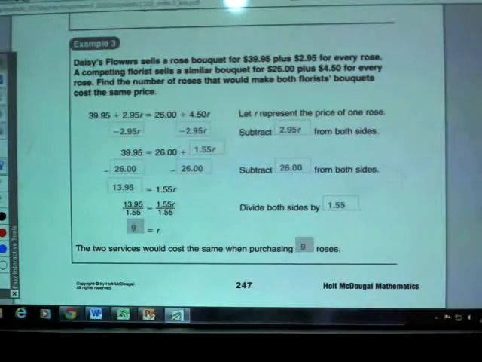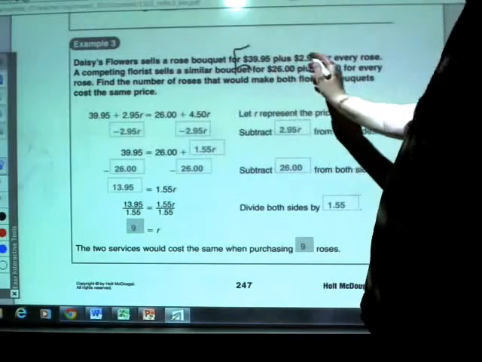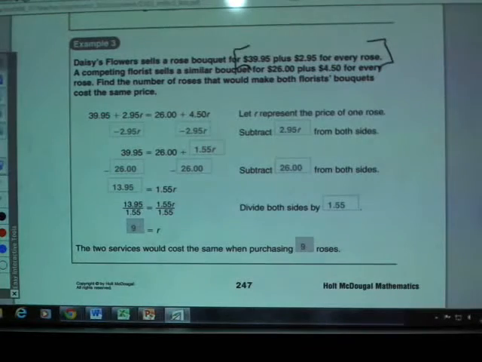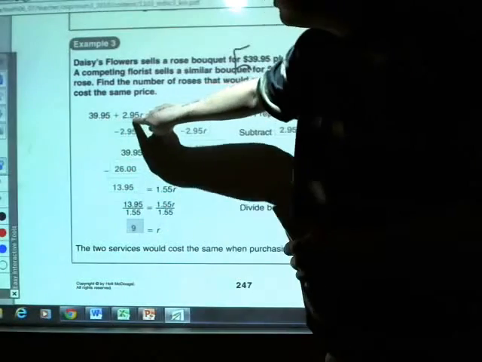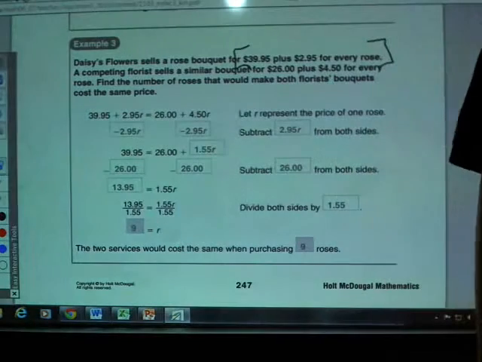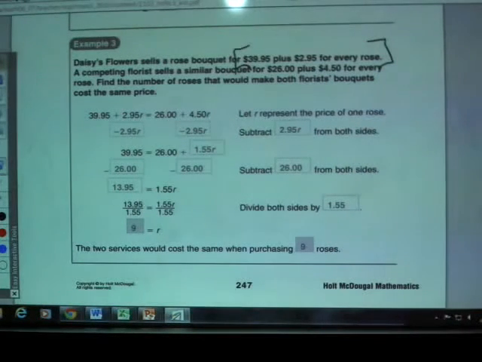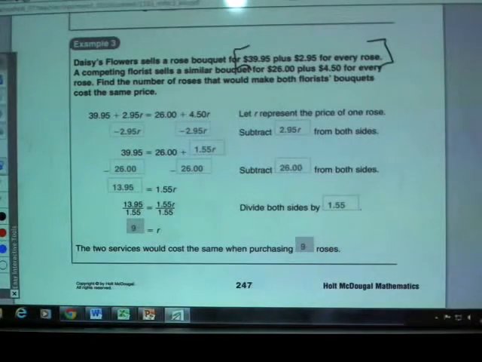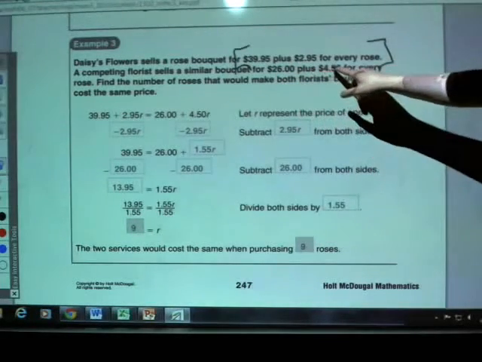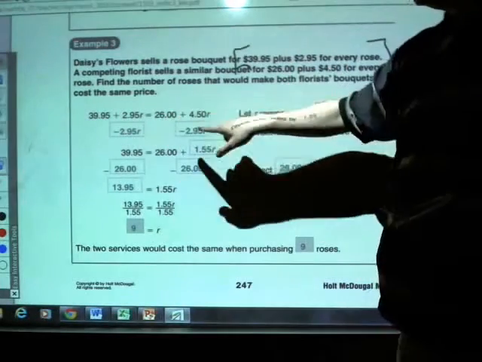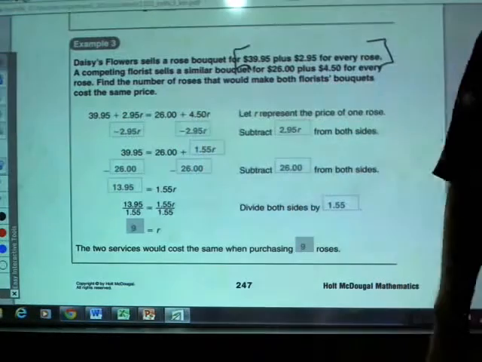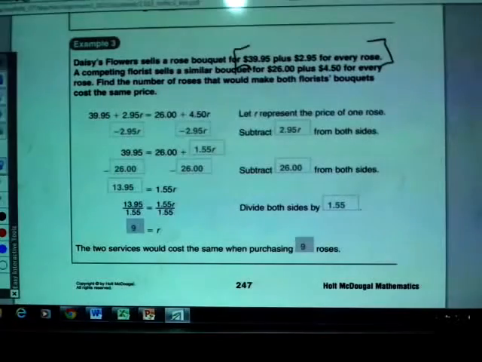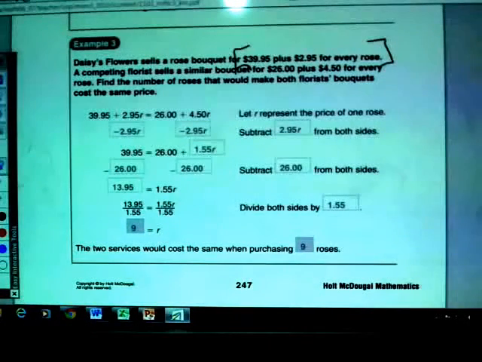All right, so take a look at Daisy's cost here. You're going to spend $39.95 plus $2.95 for every rose, which is exactly what you can see they wrote here, $39.95 plus $2.95 for every rose. Now the question wants to know, when would that amount be equal to, which is why the next thing you say is an equal sign there, the competing florist that sells them for $26 plus $4.50 for every rose, which is exactly what this side says, $26 plus $4.50 times the number of roses. So we're going to solve that equation, and since they're asking me when are these two things equal, that's of course again why it's an equal sign and how I'm going to end up solving the equation here.